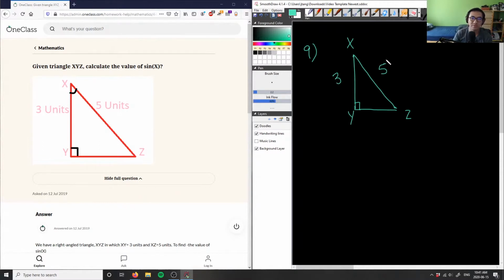And what we want to do is find the value of sine x here. And this here, I guess, is our small x. So I'll say this here is angle x here. And we want to calculate the value of sine x.